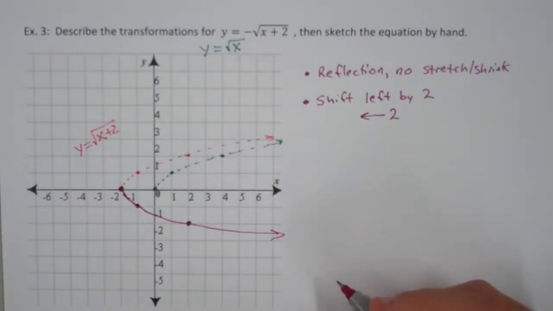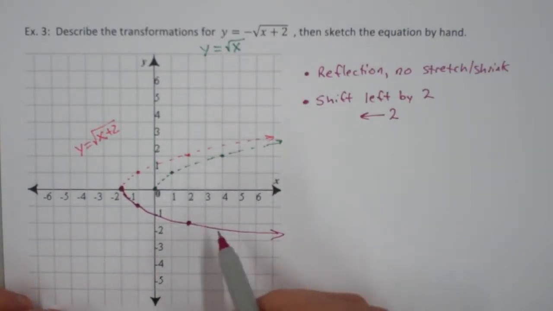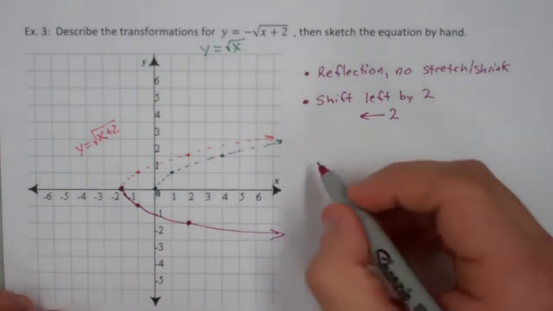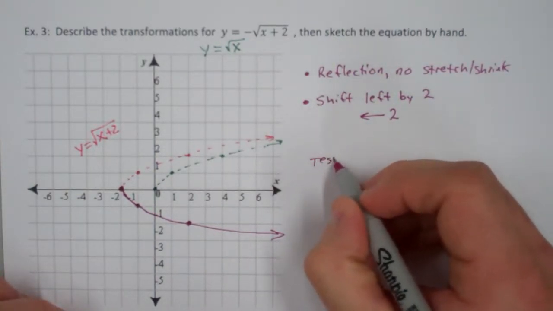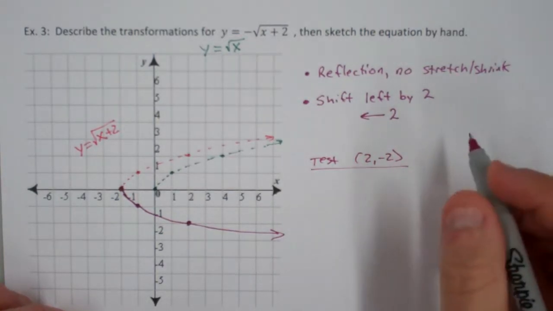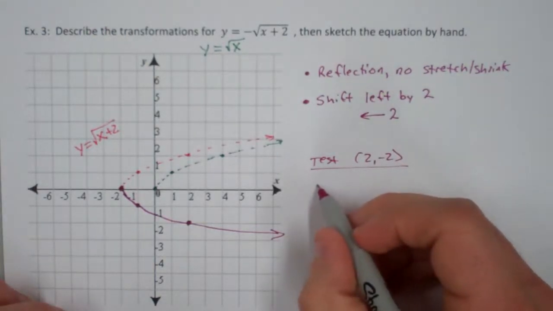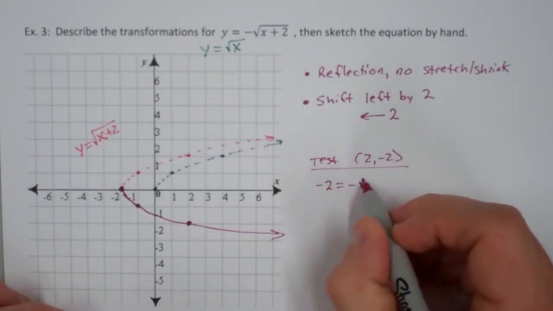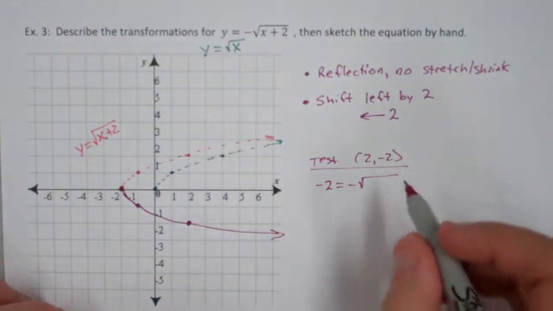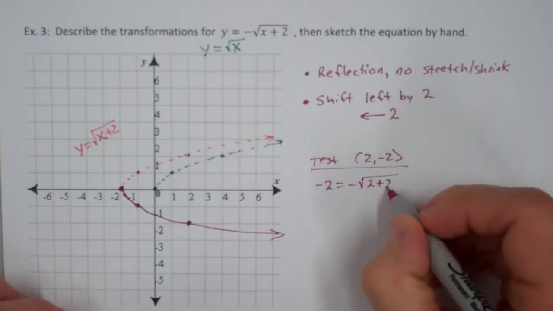If you're wondering if you've got it done correctly, pick a nice test point. Any point on this curve will work. Arbitrarily, I'm just going to pick 2, -2. So we could test 2, -2, and if we've drawn our equation correctly and drawn our graph correctly, then this should make that equation true. So let's just hope that that's the case. So 2 plus 2, that would be underneath here.